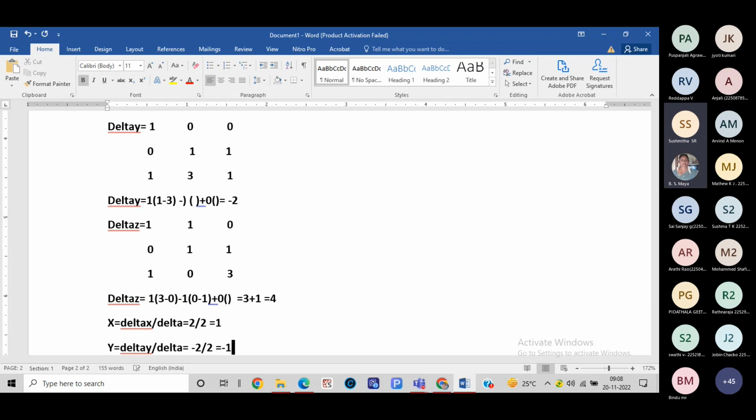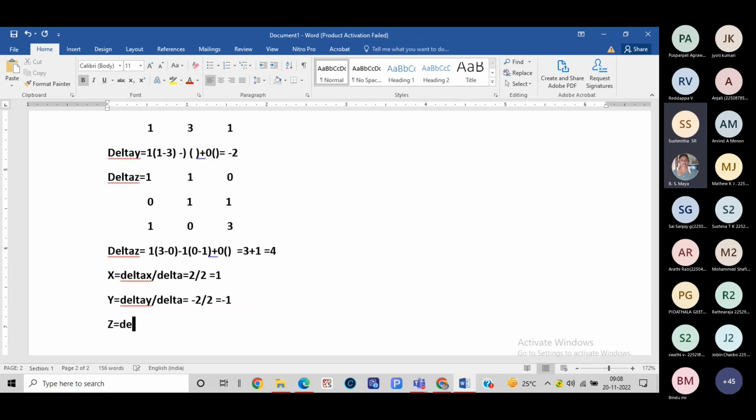Minus 1. Okay. z is equal to delta z by delta. 4 divided by 2, the answer is 2. Therefore, the final solution is x is equal to 1, y is equal to -1, z is equal to 2.